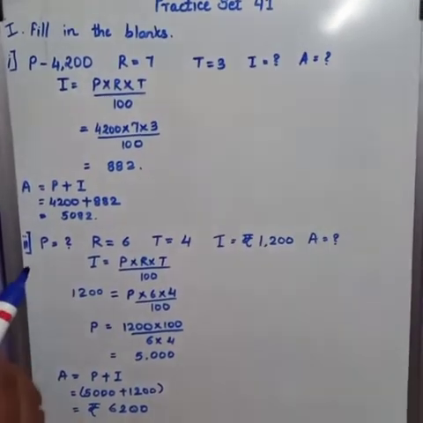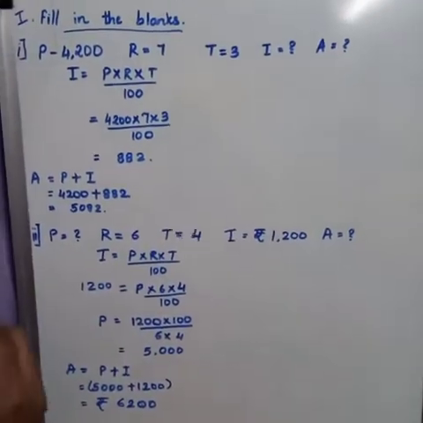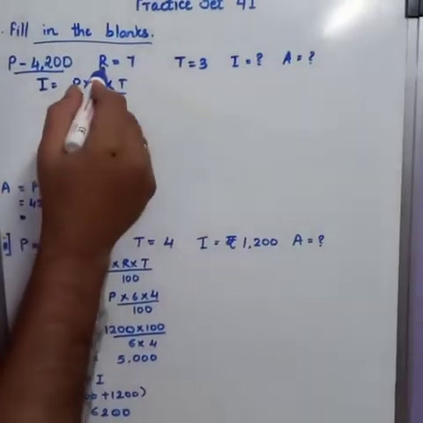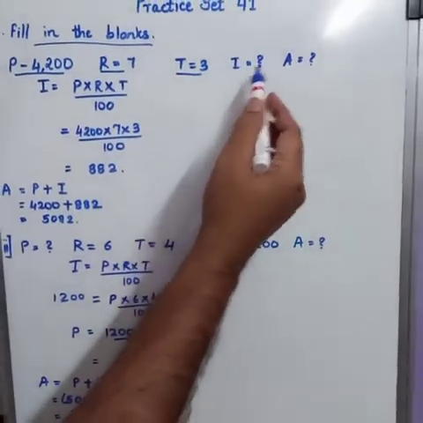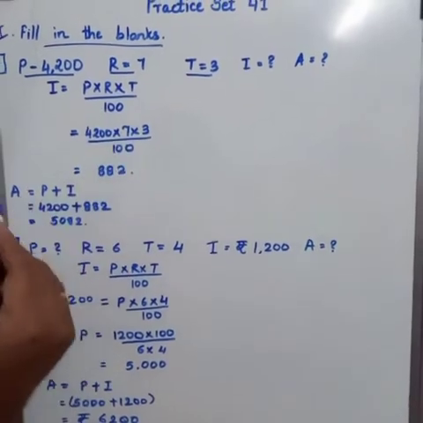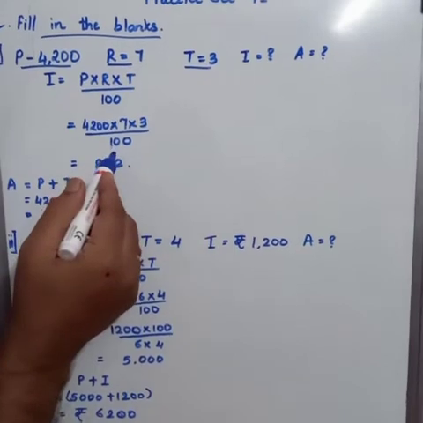The fifth one was that fill in the blanks. Here, the principal is given 4,200, rate of interest that is 7, time 3 years. They need to find interest and amount. It's a simple one. P into R into T upon 100. That is 4,200 into 7 into 3 upon 100.